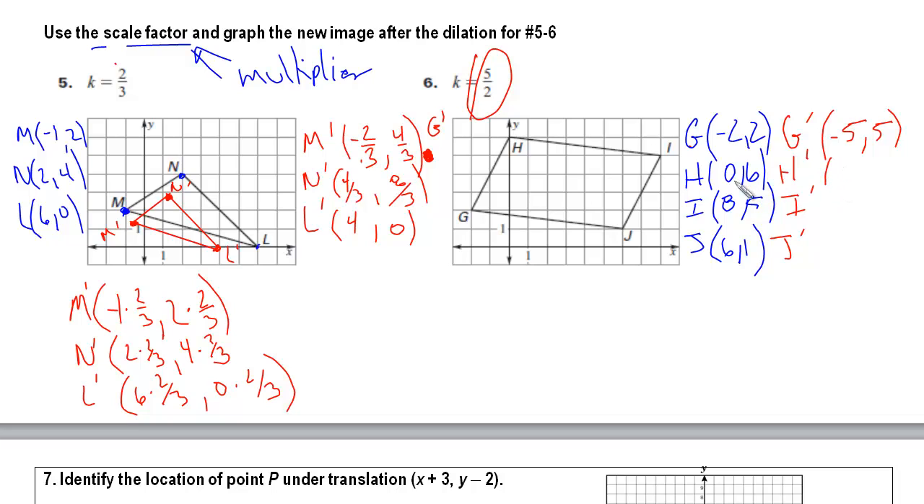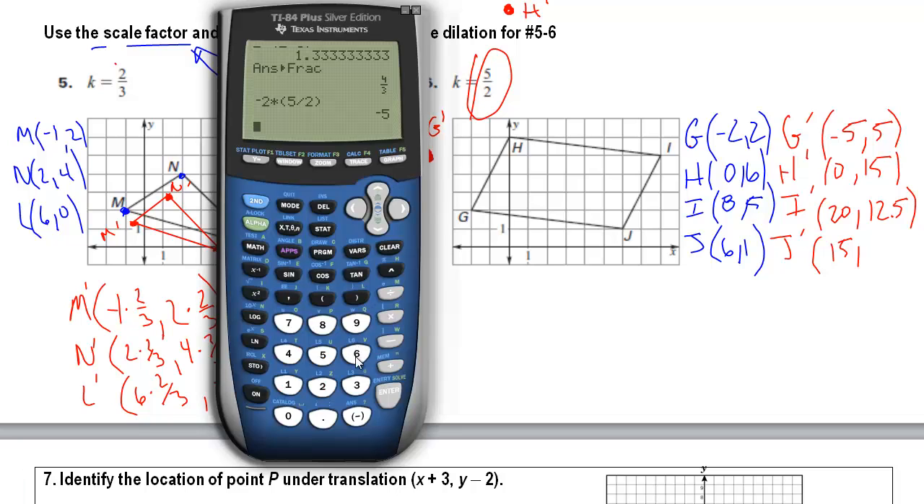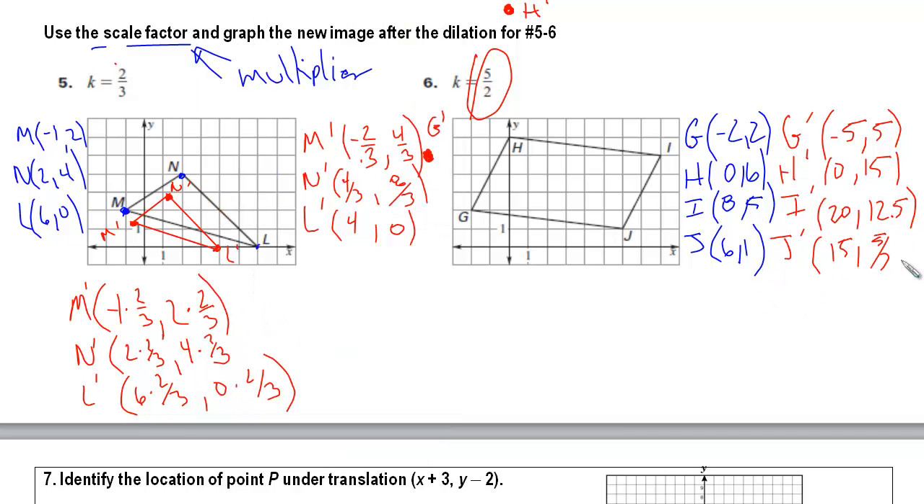And I do the same thing to H. Well, 0 is always easy, it just stays at 0. And then 6 times 5/2 is 15. So I'll go ahead and plot that at 0, 15, so that one's way up here somewhere. And then I, 8 times 5/2 is 40/2, that's 20. And then 5 times 5/2 is 25/2. 25/2 is going to be 12.5. And 6 times 5/2 is 15. Again, just do these in your calculator. 6 times 2.5 or 5/2, 15. And then 1 times 5/2 is 5/2. And we'll plot those. So I prime is going to be 20, 12.5. It was at 8, 5, so it's way over here and up.